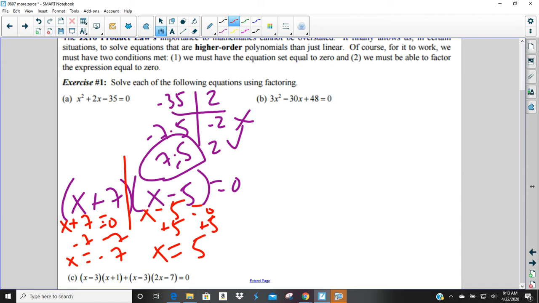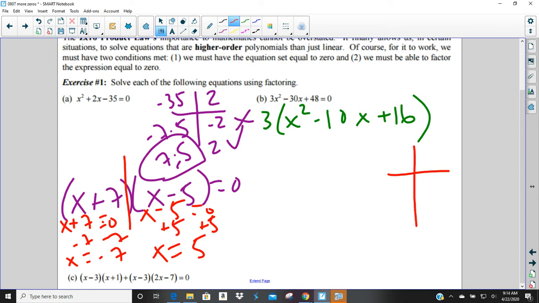So the lead coefficient is not 1, so the first thing I always want to do is see if there's a greatest common factor. And sure enough, 3 goes into 3, negative 30, and 48. So I'm going to go ahead and do that right now. So we're left with 3 parenthesis x squared minus 10x plus 3 goes into 4 one time. We're left with 18, and 3 goes into 18 6 times. So we're left with 16. Okay. So now I'm going to factor x squared minus 10x plus 16.